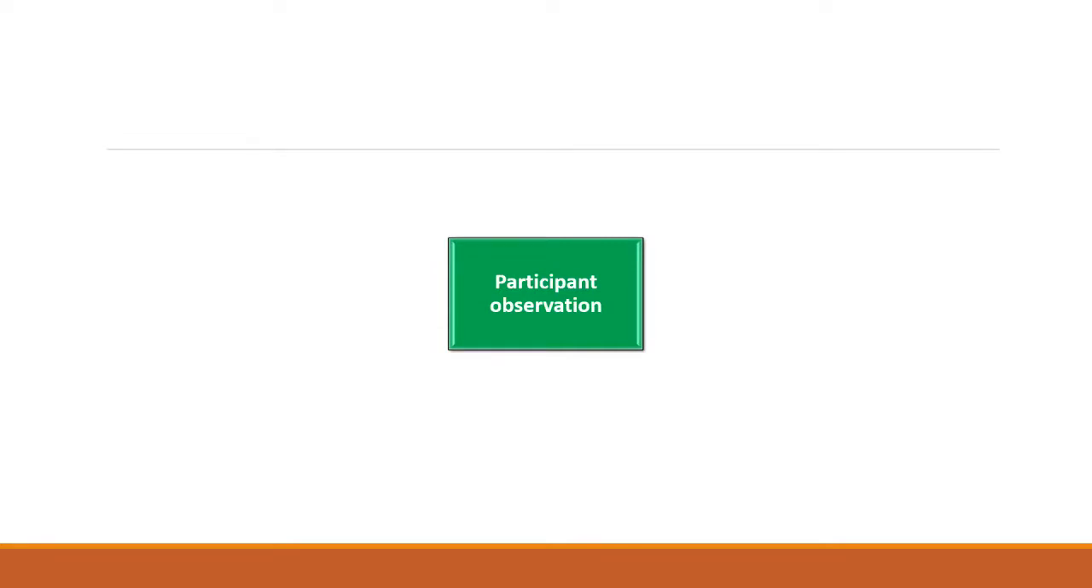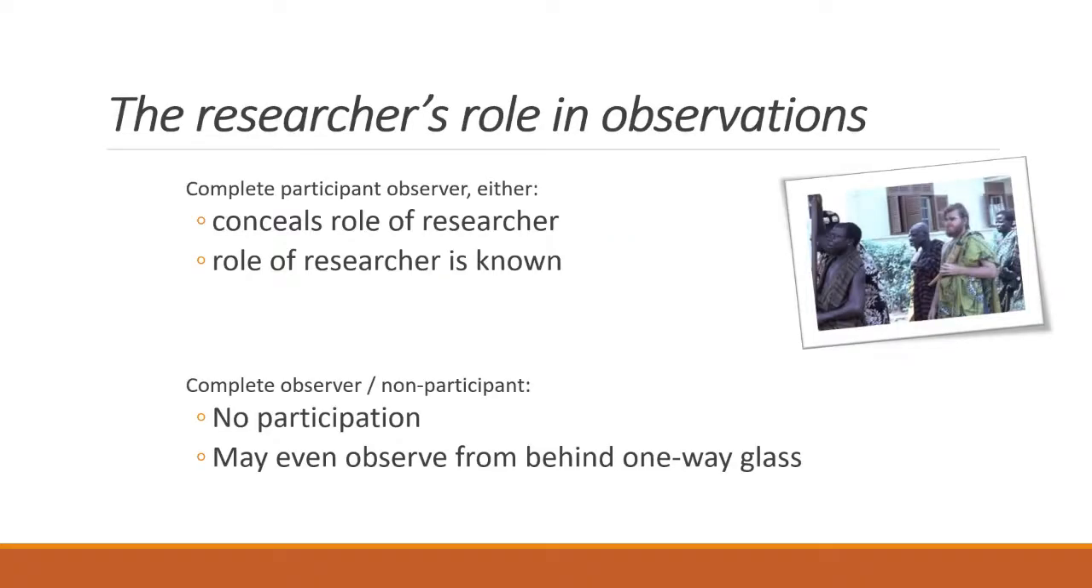Okay, participant observation. You as the researcher, your role in observation is different. I spoke about this as a research design, and now I'm just going to touch briefly on it as a data collection method, right? As a participant. So complete participant observer is where you conceal your role as a researcher. Your role is not known, so that's how you conceal. And then complete observer or non-participant, there's no participation on your side, right? You may even observe from behind one-way glass.